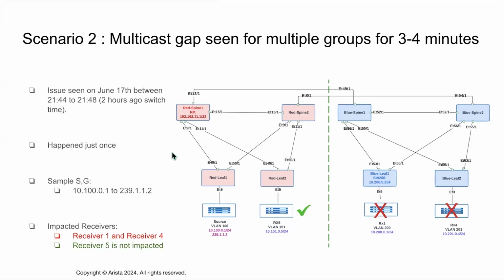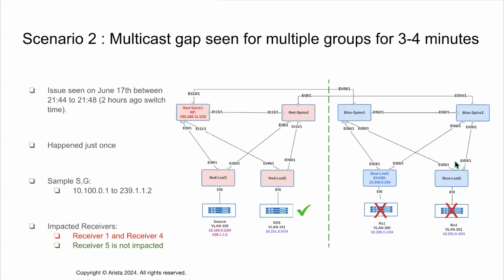So in this case, we do have a source that's highlighted for us, 10.100.0.1, which publishes to a group 239.112. And this is one of the S,Gs that got impacted. The source, as you can see from our diagram, connects to red leaf 1. Now, a couple of receivers that the server team was able to identify as impacted that we can use for reference right now is 10.200.0.1, which is receiver 1 connected to blue leaf 1. We also have 10.201.0.4, which is receiver 4 connected to blue leaf 2.